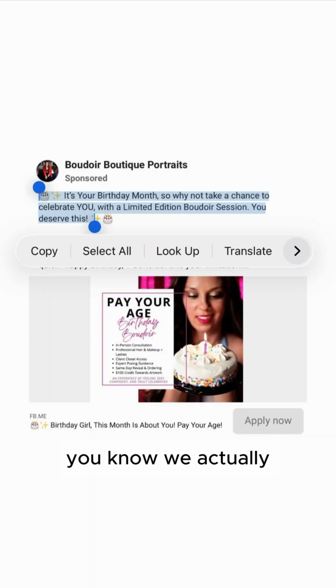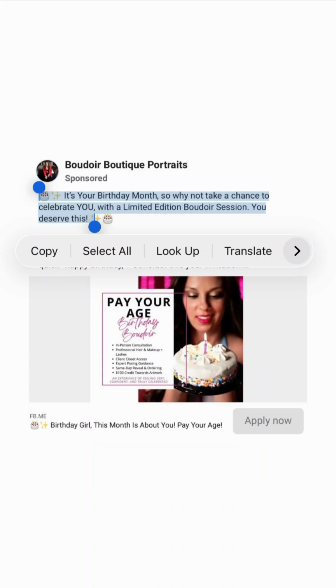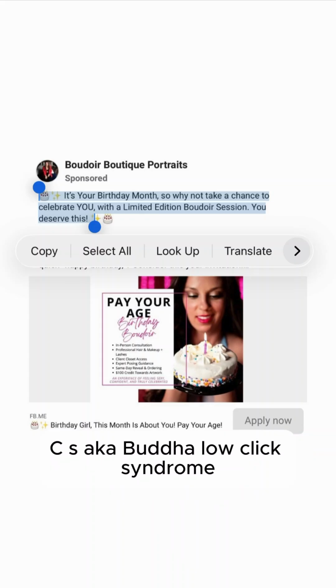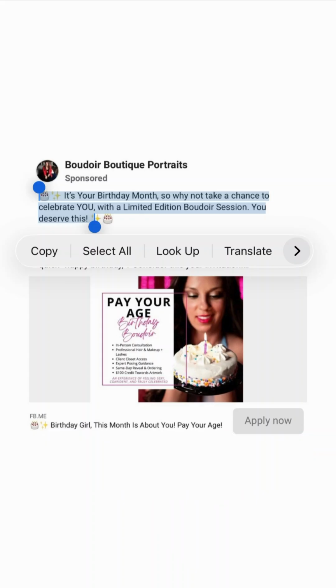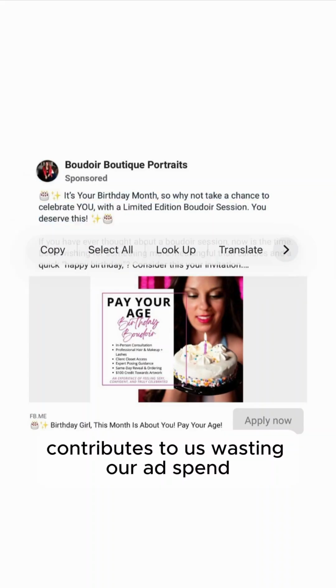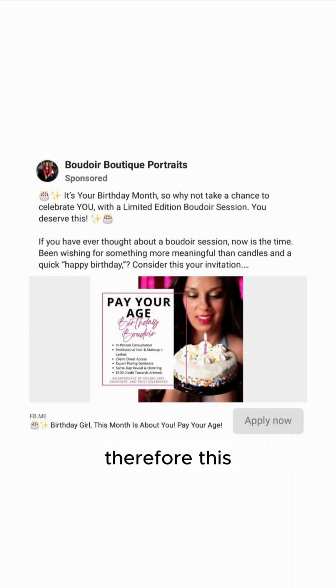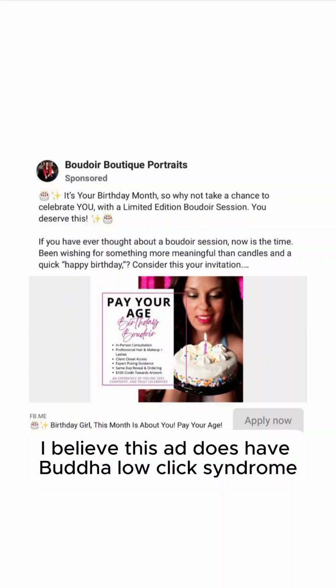The way we set it up kind of forces them to keep scrolling on by. So this pulls our unique CTR under 6%, contributes to BLCS, aka Boudoir low click syndrome, and contributes to us wasting our ad spend. All right, so diagnosis: do we believe this has BLCS, aka Boudoir low click syndrome? Yes, I believe the unique CTR is under 6%. Therefore, I believe this ad does have Boudoir low click syndrome.